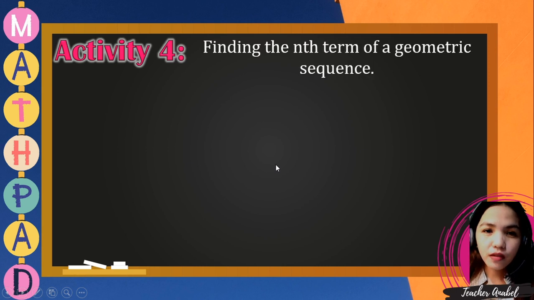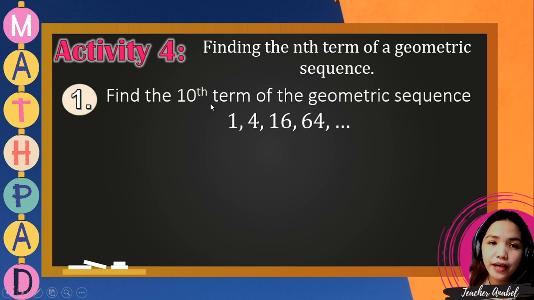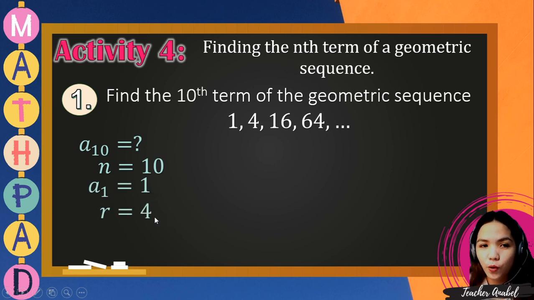Now, how about if we're going to find the nth term of a geometric sequence? For example, if you are asked to find the 10th term of the geometric sequence 1, 4, 16, and 64, so we're looking for a sub 10, right? And our n, of course, is 10. A sub 1 is 1, and our common ratio is 4. Now we're looking for a sub 10.